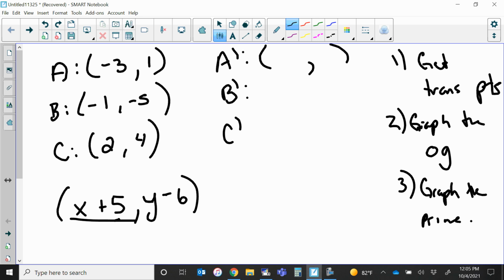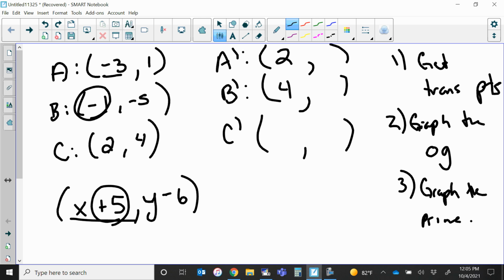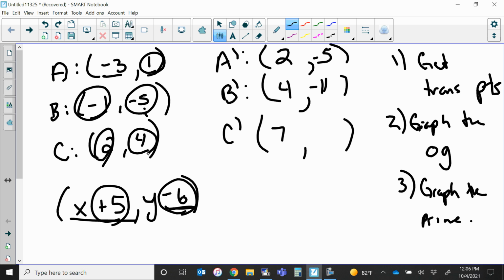So if I add 5 to all the x's, what's a negative 3 plus 5 going to yield? Positive 2. What is a negative 1 plus 5 going to yield? Positive 4, right? Make sure we say positive or negative. And then what is a 2 plus a 5 going to get? Good. And then 1 minus 6 is a negative 5, minus 6. Good. Because the same signs are going to add and make more of those things. And then 4 minus 6 is.